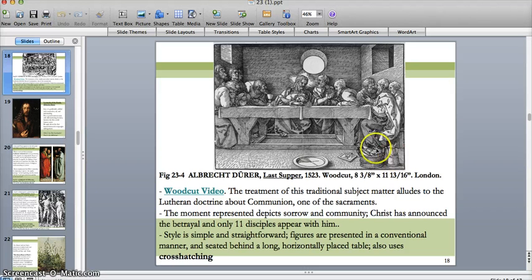Why is the bread and wine placed on the floor? What medium is this? What is the difference between a woodcut and an engraving? If you don't remember, watch the video.